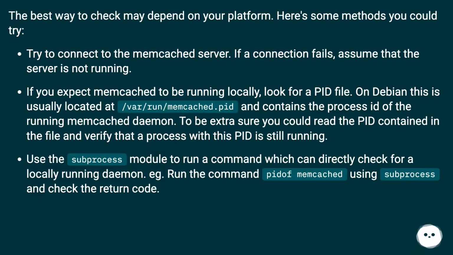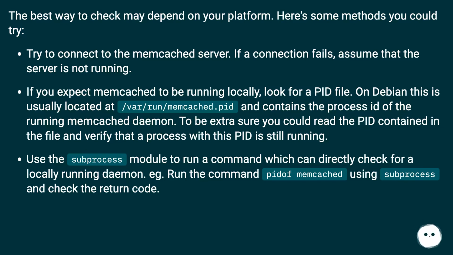The best way to check may depend on your platform. Here's some methods you could try. Try to connect to the Memcached server. If a connection fails, assume that the server is not running. If you expect Memcached to be running locally, look for a PID file. On Debian this is usually located at /var/run/memcached.pid and contains the process id of the running Memcached daemon.